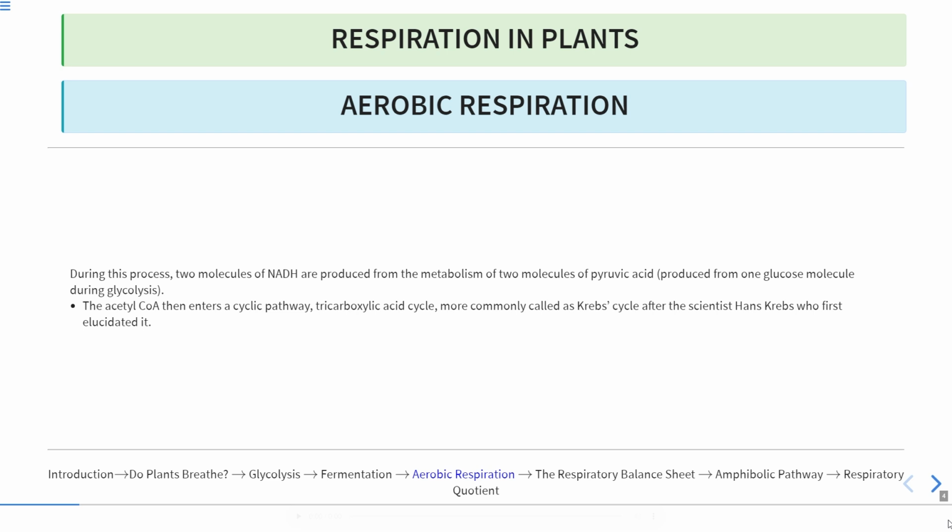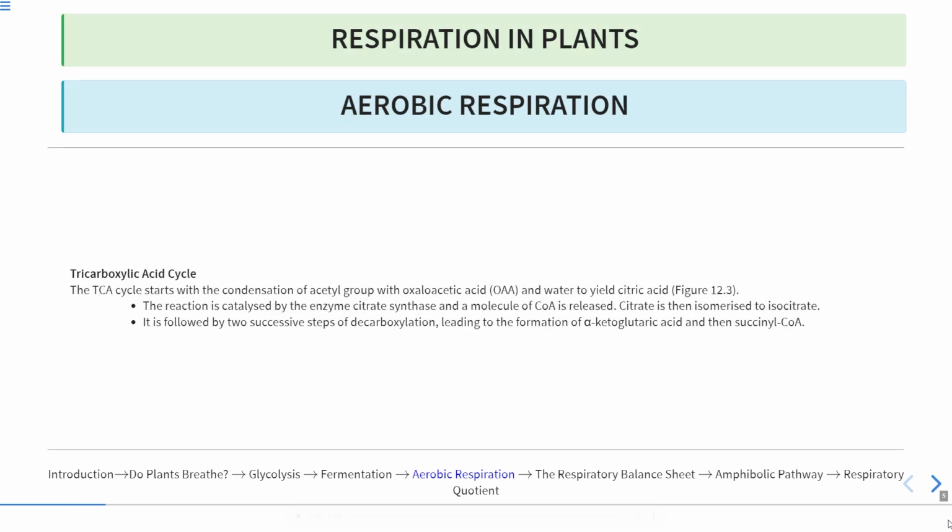Decarboxylation of pyruvic acid forms acetyl coenzyme A, and acetyl coenzyme A is the compound that enters the Krebs cycle or tricarboxylic acid cycle. So this is the start of the tricarboxylic acid cycle. The compound that enters the cycle is acetyl coenzyme A, which is formed from the decarboxylation of pyruvic acid by the enzyme pyruvate dehydrogenase. Let us study the tricarboxylic acid cycle.